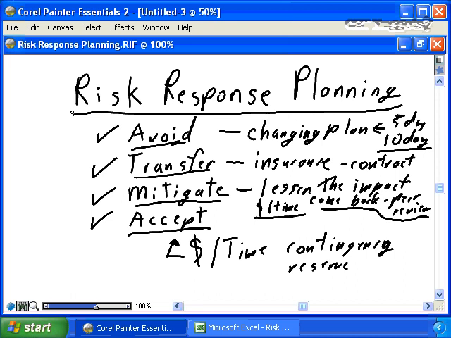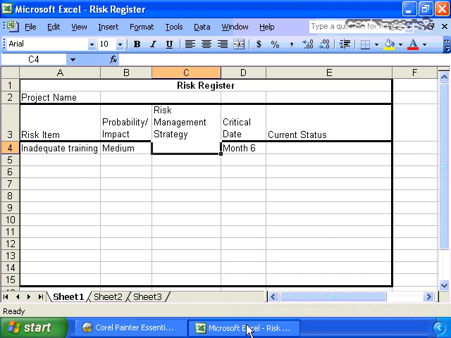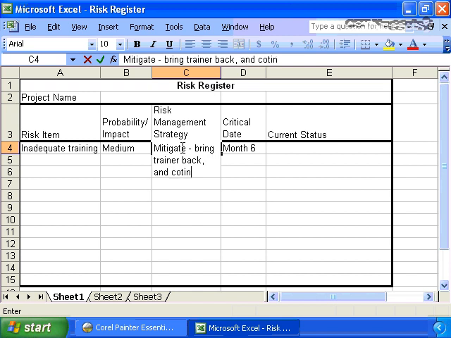As you're going through doing your risk response planning, you go back to the original risk register, and once you have determined what the appropriate strategy is going to be, we say we are going to mitigate, bring trainer back, and contingency. My typing is good, isn't it? Contingency of $5,000 and 10 days, or whatever the appropriate risk management strategy is going to be.